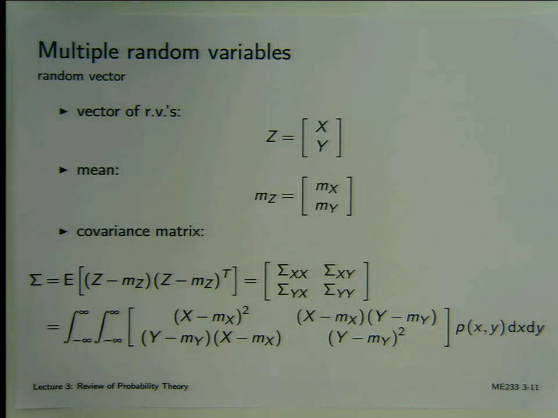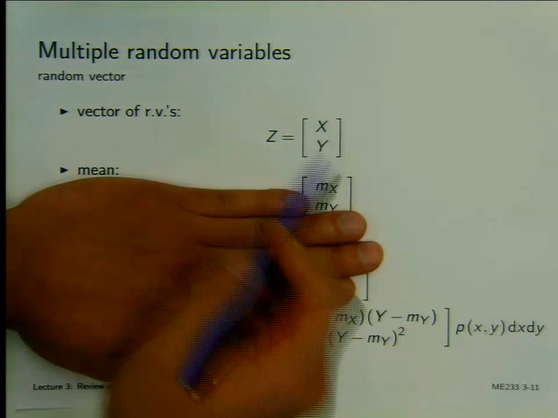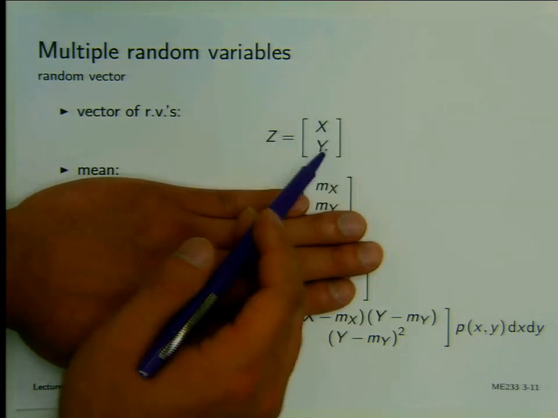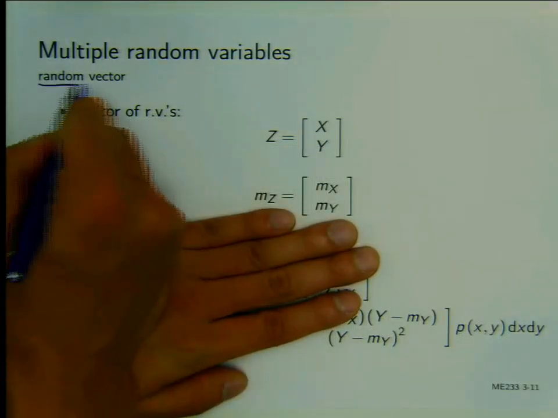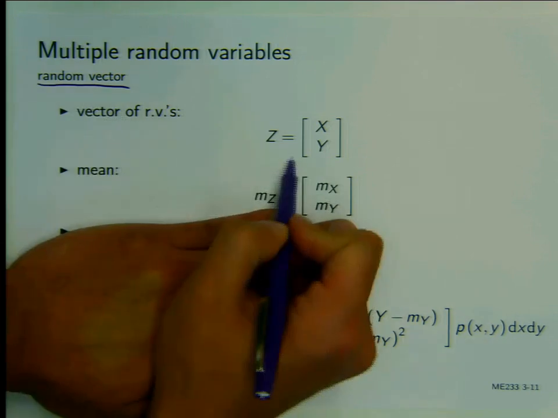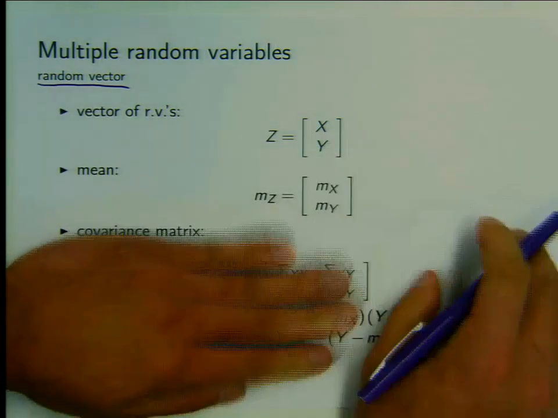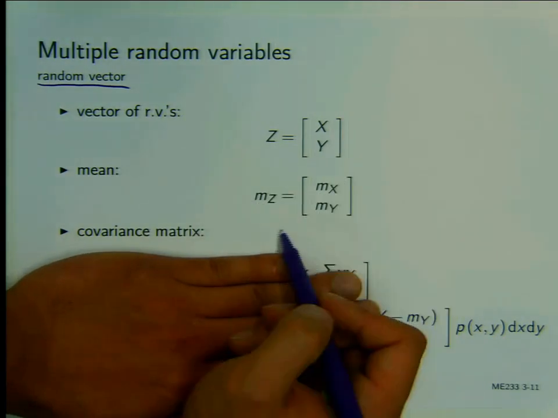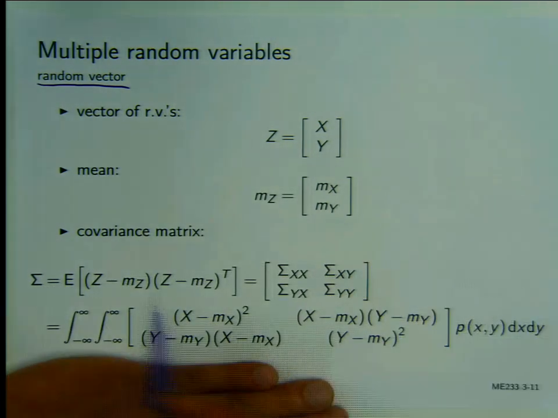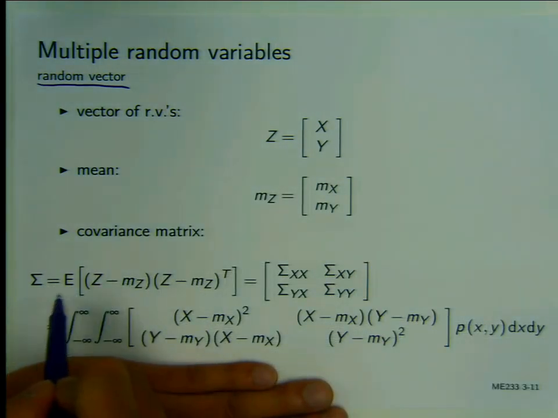Let's see. I'll talk a little bit more about multiple random variables, then we'll end today's lecture. I mentioned that if I have two random variables, these two can interact with each other. So it's very convenient to define a random vector, which is a collection of random variables shown here. If I define this vector notation, I can say its mean is going to be a vector. And then the covariance matrix is going to be defined this way.